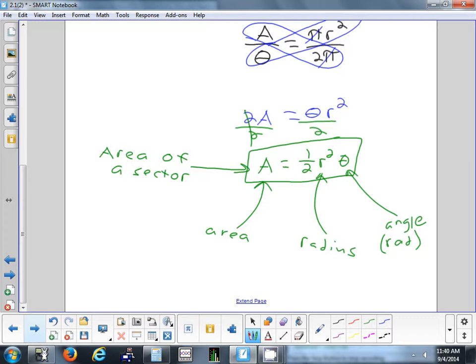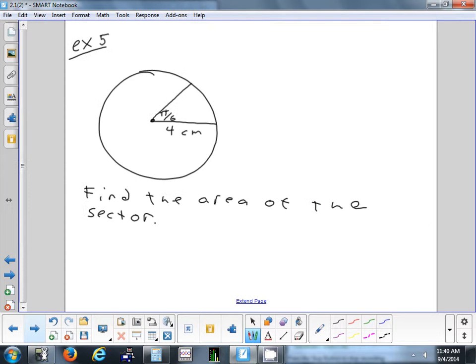All right. So I can ask you 3 different types of questions. I can either ask you to find A, r, or theta. We'll try. This time I'm only going to do one of each. The first one is for the area. Okay, you get an angle of pi over 6 and a radius of 4.